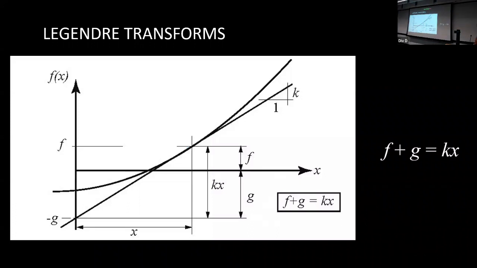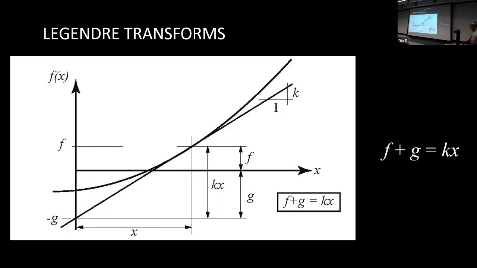So here I've drawn the geometry a bit more carefully. Here's the point f, and this is the x-axis. This one is minus g, so there's f and g, and because that distance is x and the slope is k, we've got f plus g must equal kx. You would all agree that f plus g must equal kx, just from very, very simple geometry. And that is the simplest Legendre transform in one dimension.